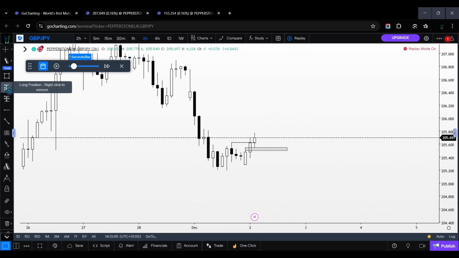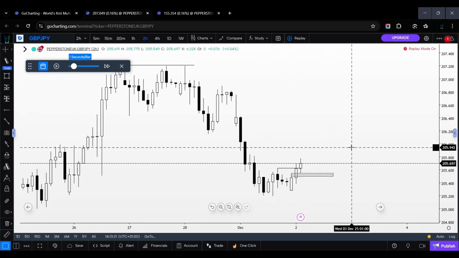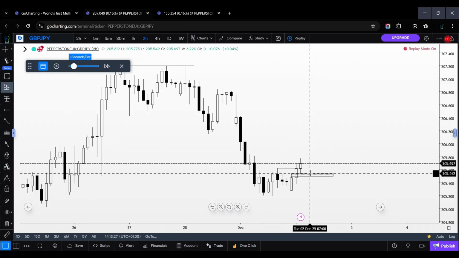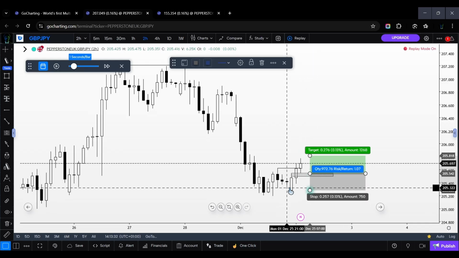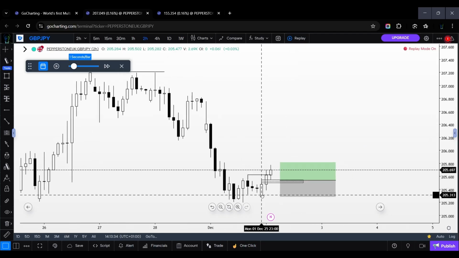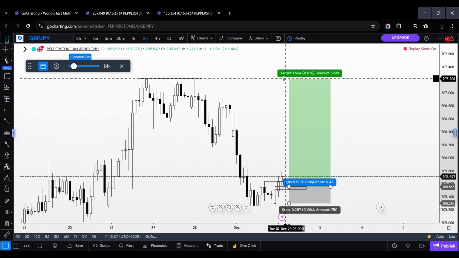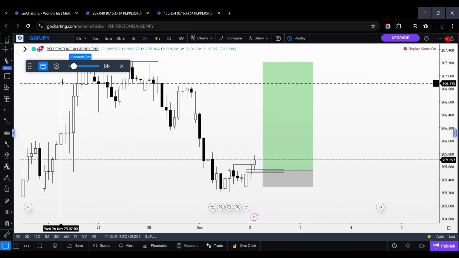I'm going to use my long position from the top of the fair value gap. Okay, so we're going to come here, use our long position, place it at the top. Our stop loss is going to be in the first candle of the fair value gap range, and our target is going to be here at the very top. So let us play that and see what happens next.